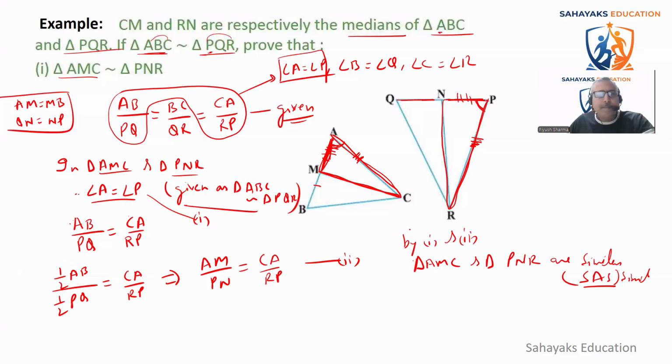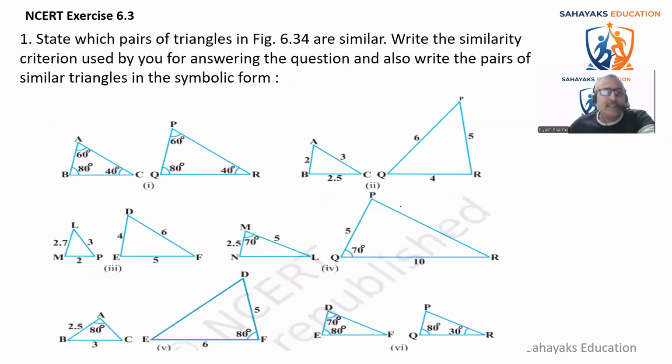Okay, so let's come to the next question. Now the exercise. It's the last exercise of your triangles. Let's do it well. State which pair of triangles in figure 6.34 are similar. So we have to find out which are similar. Write the similarity criteria used by you for answering the question, and also write the pair of similar triangles in the symbolic form. Okay, first of all, let's find out which are similar or not.